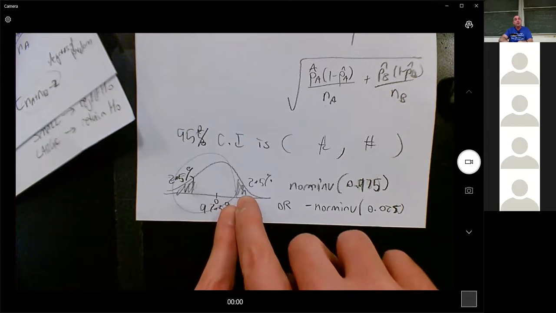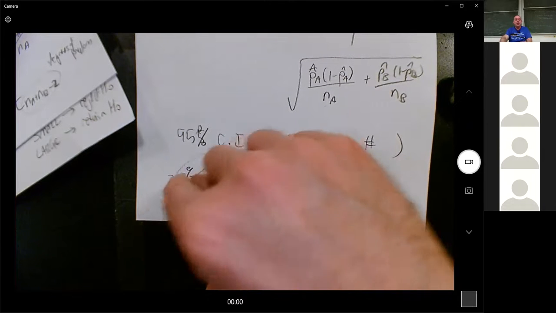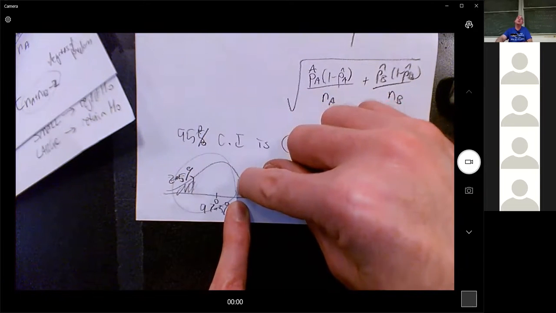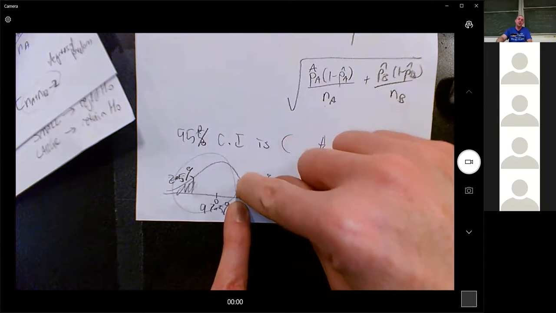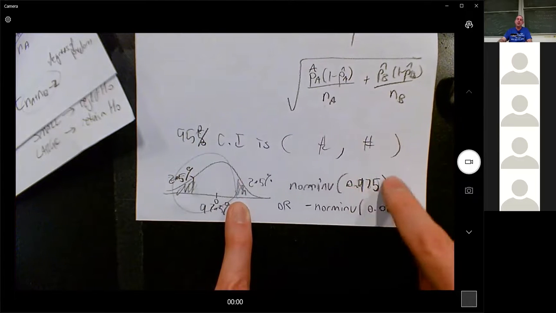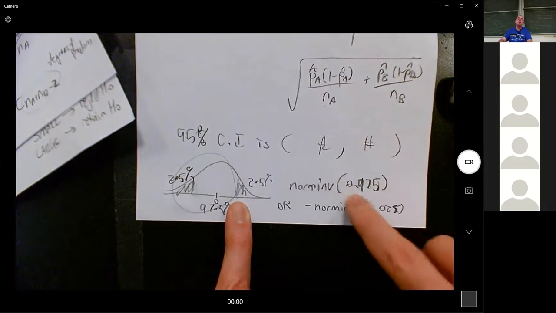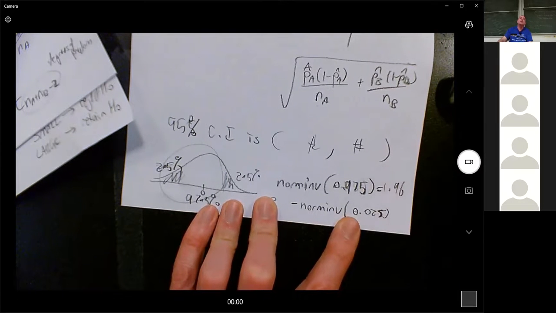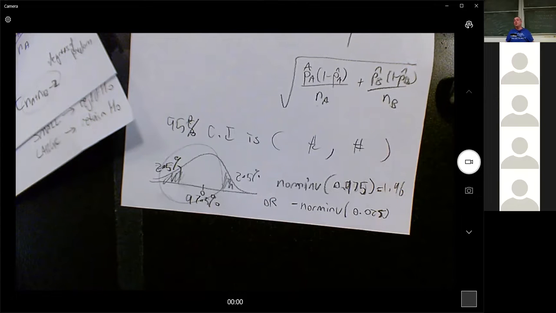And norm inv at this point, I've already gone through 2.5%, and then the middle is 95% because it's a 95% confidence interval. And so far I'm up to 97.5%. And so the area so far at the point I want is 0.975. And that will come out to the number 1.96. But if I was doing a t distribution, it would have come out to something else entirely that is definitely bigger than 1.96.